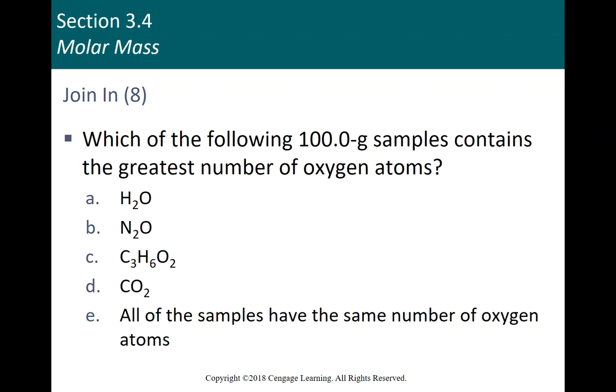This one's a little bit harder. What you would do is you have 100-gram samples of all of these compounds, and so you would take those 100 grams divided by the molar mass of each, figure out which one had the greatest number of moles, and then you would take that number of moles times the number of oxygen atoms in each. You're going to find that water wins simply because it has the lightest molar mass of any of these compounds. So the correct choice for this one is water.